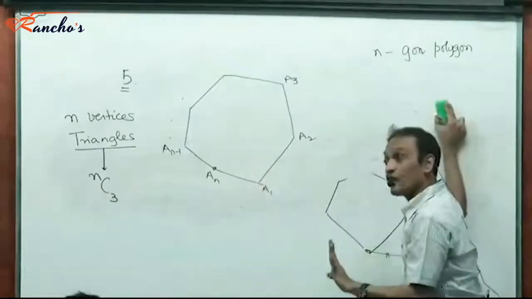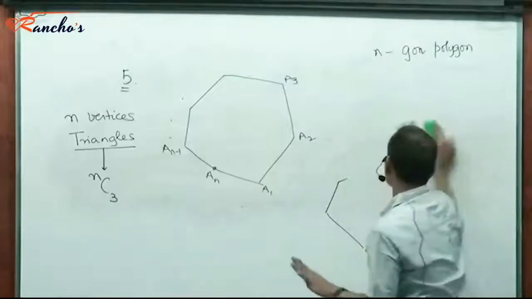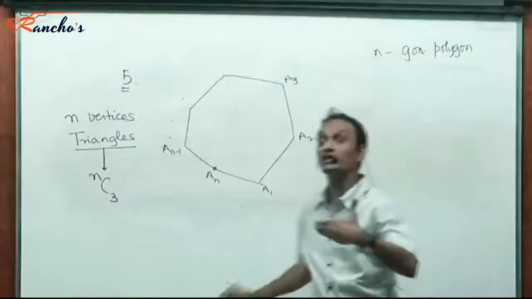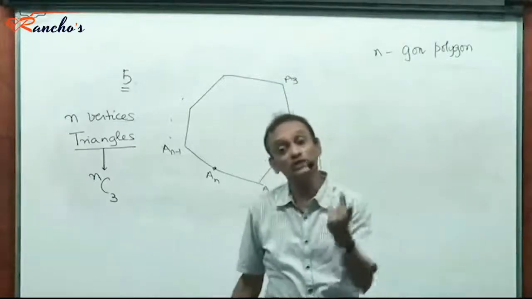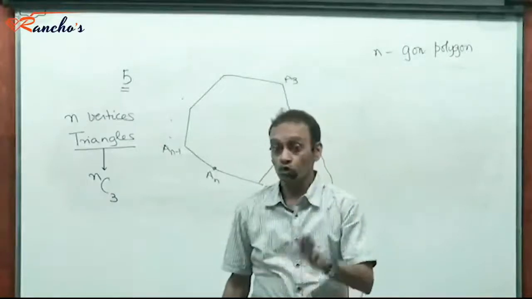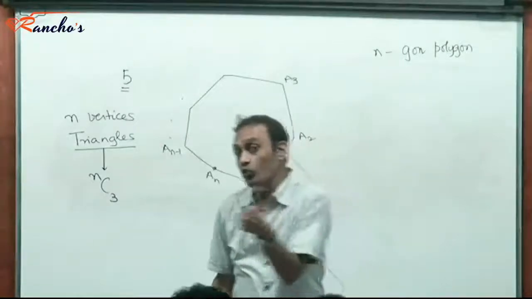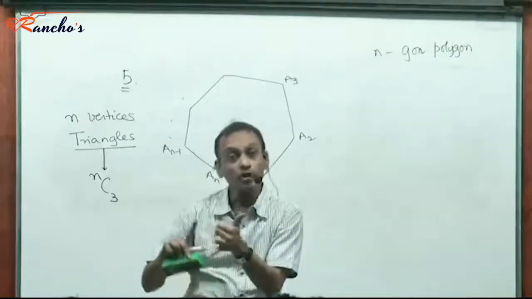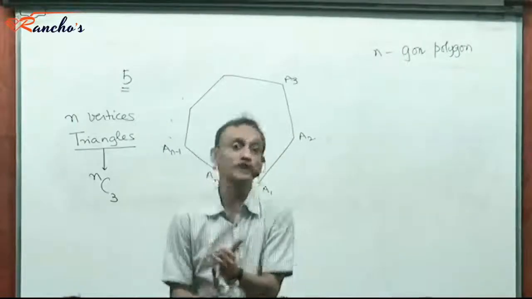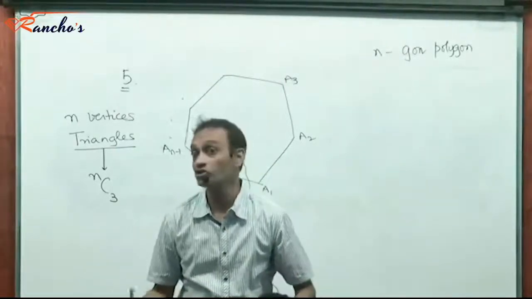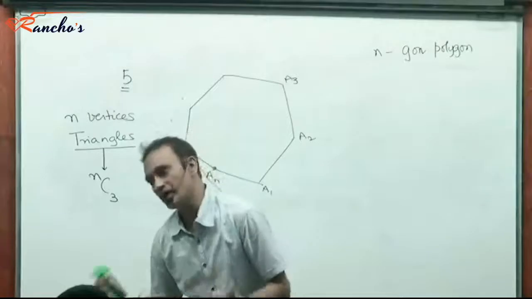There are NC3 triangles unconditionally that could be constituted. And of these NC3 triangles, there are some triangles with 1 side common. There are some triangles with 2 sides common. So from NC3, I want to remove the triangles that have 1 side common. I want to remove the triangles that have 2 sides common. That will give me the required number of triangles, because the remaining would be triangles with no side common.